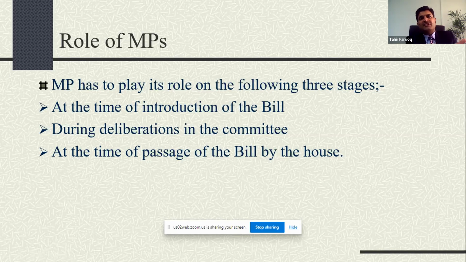And the third stage is when the report of the committee is placed before the House. Then again the bill comes for passage before the House. At that moment, there is another stage when the member stands up before the House and speaks about the salient features and requirements for the passage of that amendment.